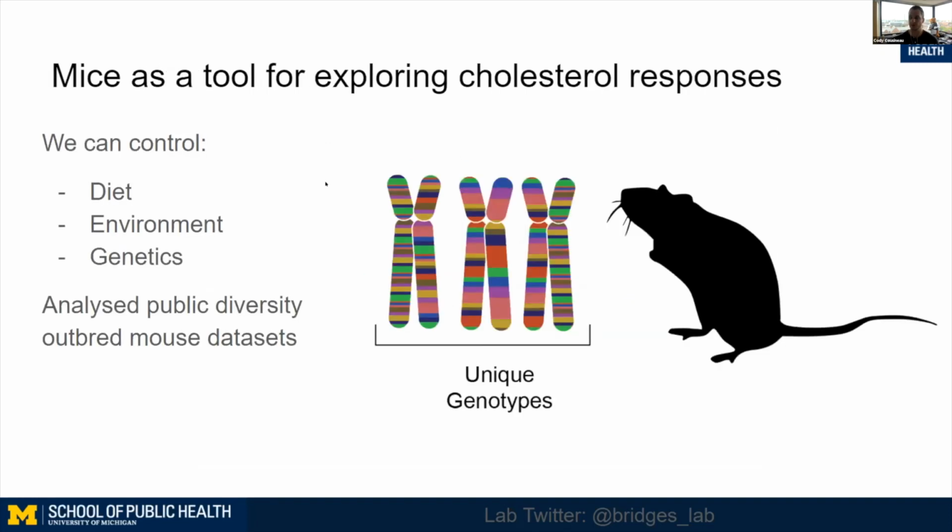So to start, I'm going to go over some data where mice were used as a tool for exploring cholesterol responses. Mice are great because we can control their diet, their environment, and their genetics, therefore controlling for much of the confounding that occurs in human studies. For most of the data that I'm going to show, we analyzed public diversity outbred mouse data sets where each mouse studied possesses a unique genotype from each other mouse.